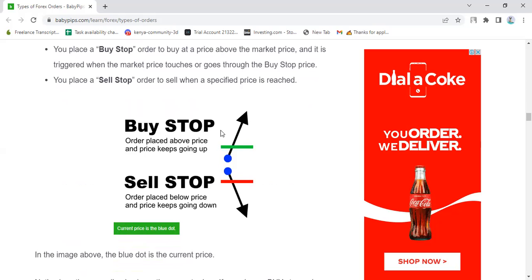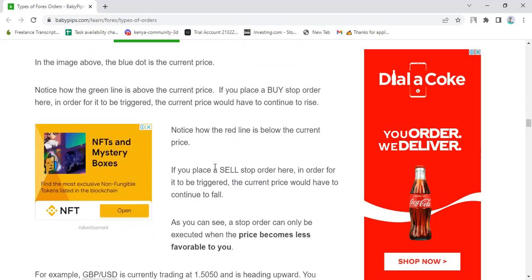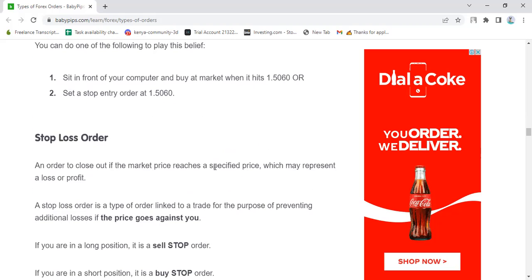So all of this, we're going to check on the chart and we shall see how we're going to be using these orders. For a sell stop, our market is at this point and we expect it to rally downwards. So what we do, we shall place a sell stop in between, so that when the market comes, it will trigger it and continue moving in the downward direction. So those are the types of orders that we have.